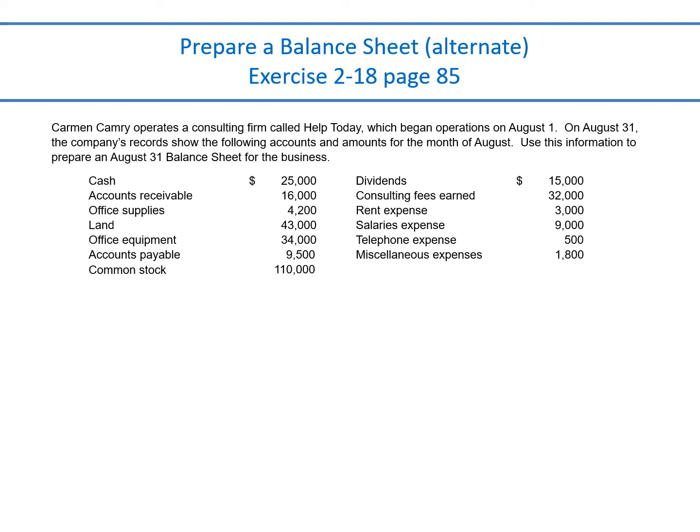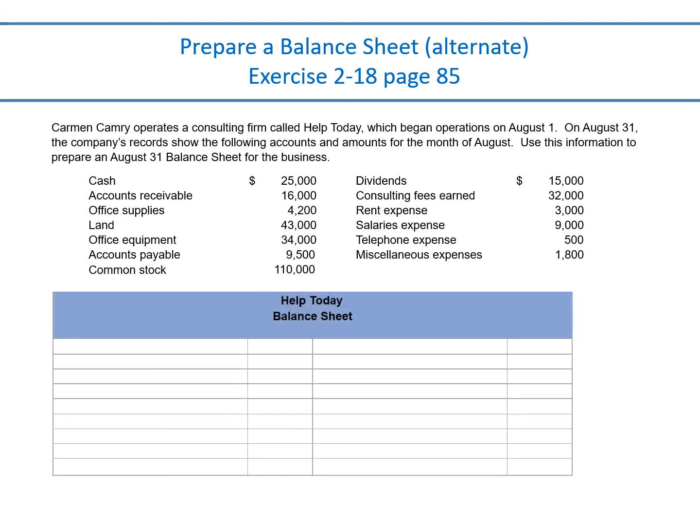Okay, so let's look at the balance sheet for Carmen Camry. So again, you want to make sure your heading is correct. You want your company name first, the name of the statement you're preparing, and then the date or the period for which you're preparing it. So in this case, it's a balance sheet. Balance sheets are for a point in time only. And so we'll use August 31st because that's the date they're giving us the balances above. We're all as of August 31st, okay?